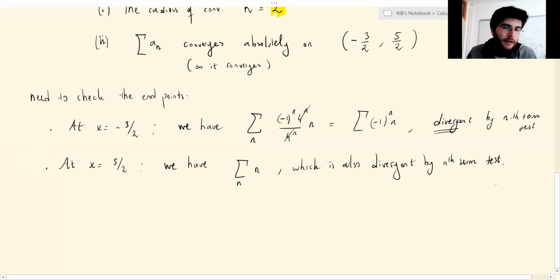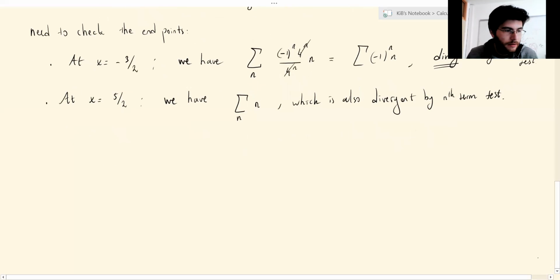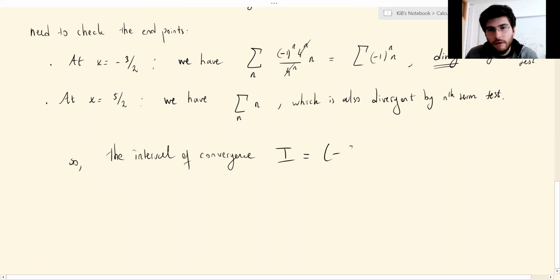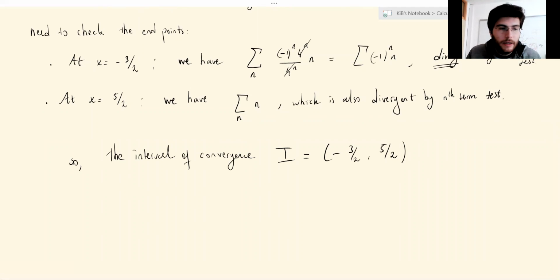Which means no worries for the endpoints, right? There is not that much new information coming from the endpoints. Therefore, the interval of convergence, let me call it I, will be this interval. Nothing new, but we always need to check the endpoints. Maybe in some other question, one of the endpoints may be included in your interval.